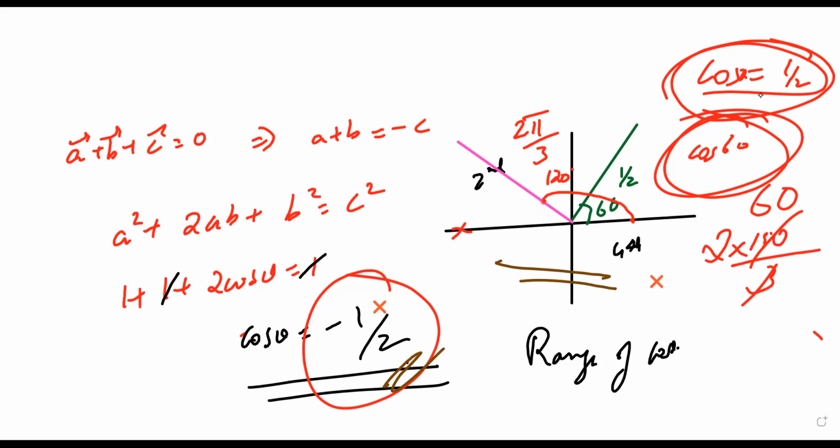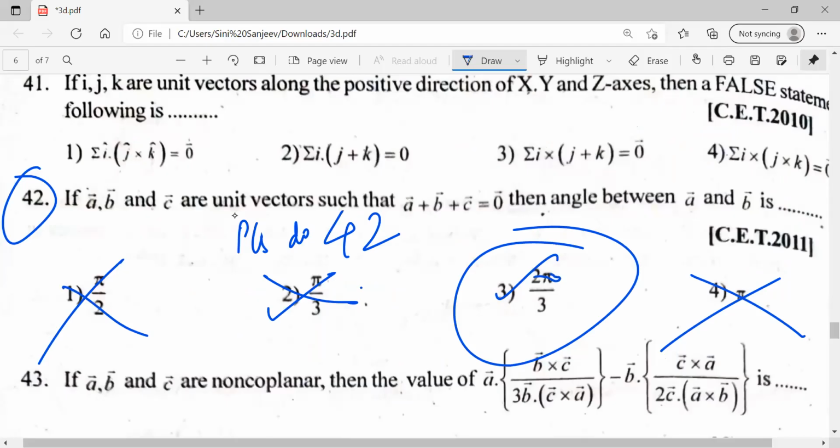Now it should follow the next quadrant. So it should be cos 120. Correct? Cos 120 value is what? Minus 1 by 2, because cos is negative in second quadrant. Now coming to the answer options, see, suppose if we are not knowing 2 pi by 3 value, 2 pi by 3 value is what? 120. Correct.